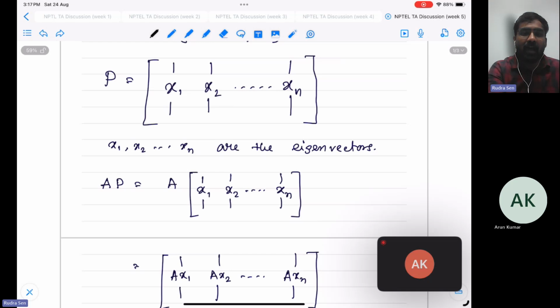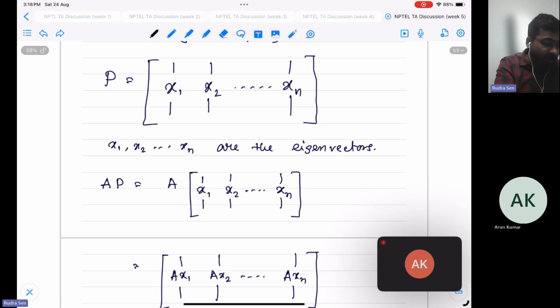Now sometimes it happens that a matrix may not have distinct eigenvalues. It has repeated eigenvalues, but still for repeated eigenvalues we may get different eigenvectors. Sometimes we get different eigenvectors, sometimes we may not get different eigenvectors. For that case, we have to compute the generalized eigenvector.